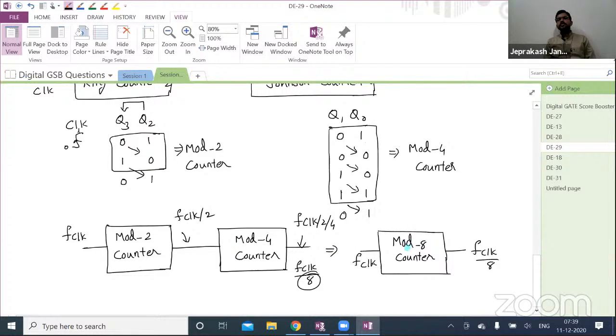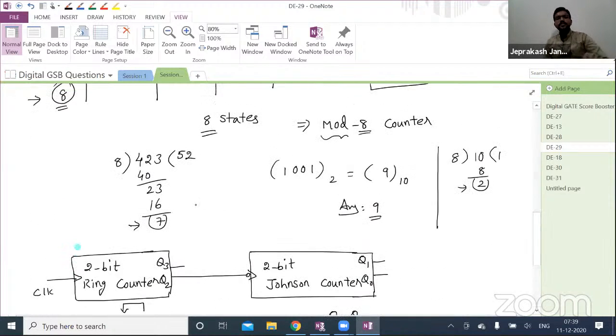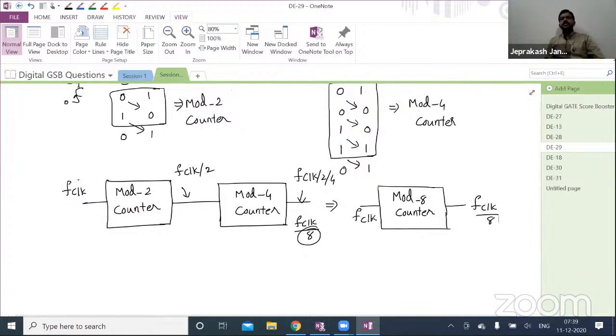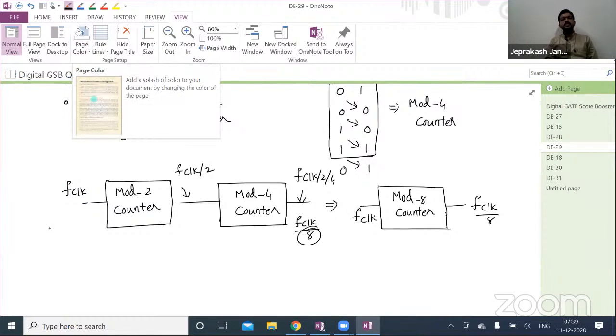So here you will get a total of 8 states. After that, you follow this procedure, because the question asks: after applying the 423rd clock pulse, what is the state of the counter? In the remainder, you are getting 7. That means whatever state you have after applying the 7th clock pulse, you will get the same state after applying the 423rd clock pulse. It is very simple. You have to apply 7 clock pulses.